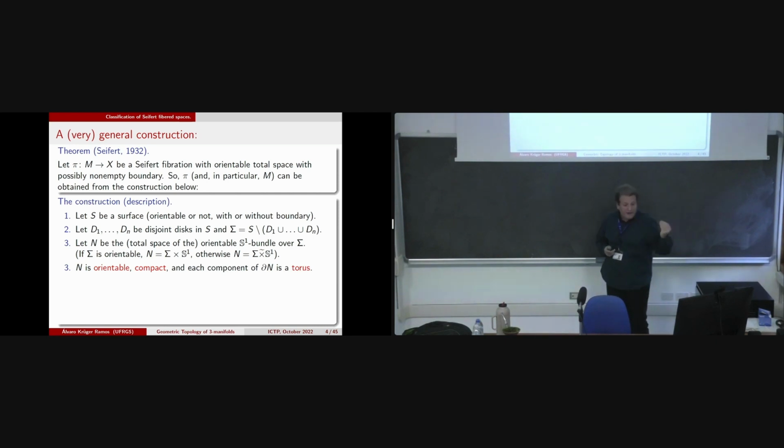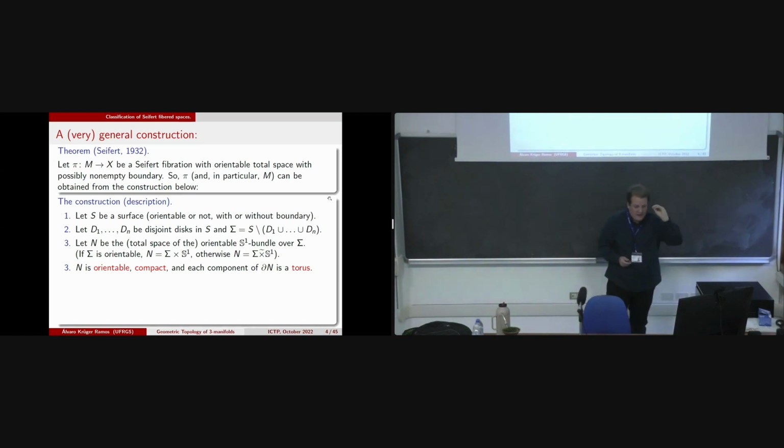It's going to be compact. And each component in the boundary of this bundle is going to be a torus. Right now, I am trying to ignore the boundary components that come from S, and I will just think of the boundary components that come from this disk's D_i. This is what I'm thinking of as the boundary of N at the present moment, okay?